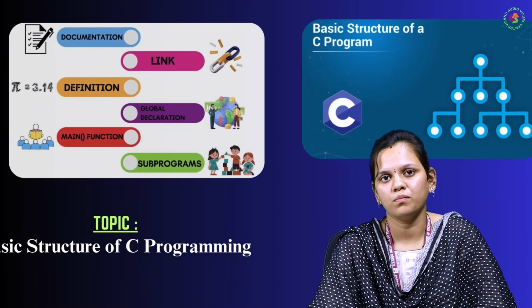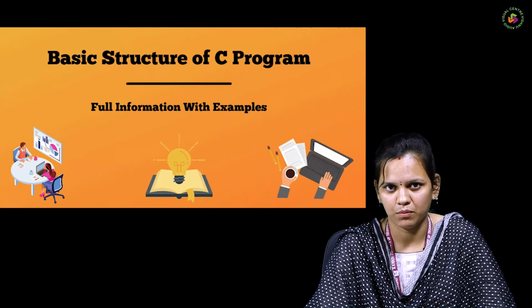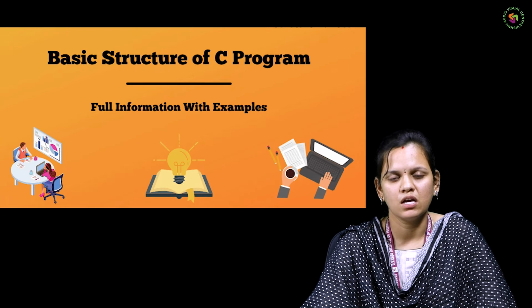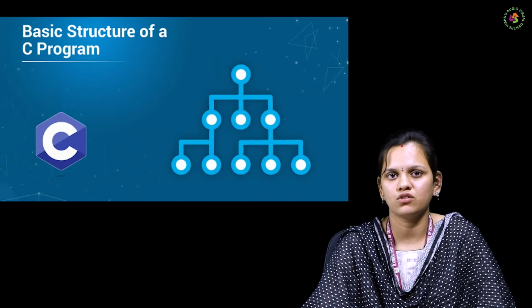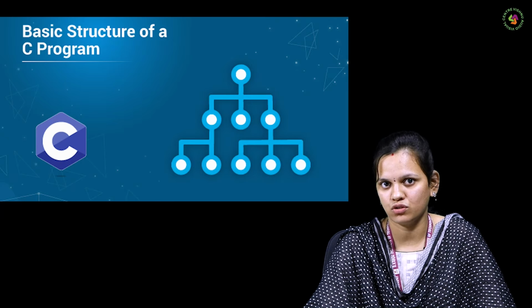So today our topic is the basic structure of a C program. We'll be having some structure to write in any programming language, so we have a structure for C programming also. In this structure, we have 6 sections.